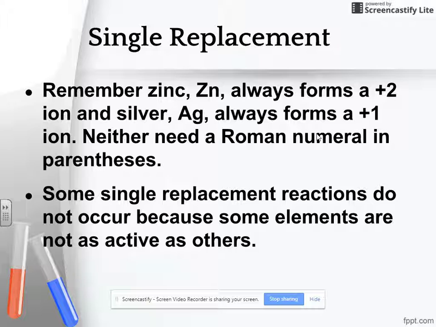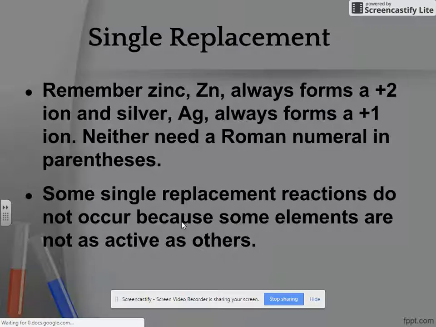I do need you to remember a couple of oxidation states of transition metals that are always what they are, even though they're transition metals. So zinc, for example, is always going to be +2, and silver is always going to be +1. Neither of these actually needs Roman numerals, even though they're both in the D block and both transition metals. These often come up in our single replacement reactions, so I want you to know those.